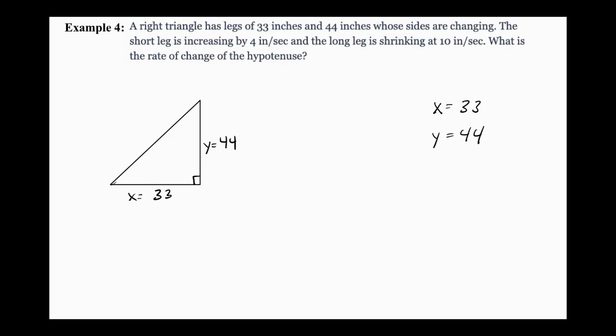What are the second two things they tell us? The short leg is increasing by 4 inches. Increasing by 4, that means positive 4. The long leg is shrinking by 10 inches per second. Shrinking means getting smaller, negative, right? How do we label those? How do we label what equals 4 and what equals negative 10? Yeah, Pete? dx/dt equals 4. Good. dy/dt equals negative 10. Very good. Just like that.